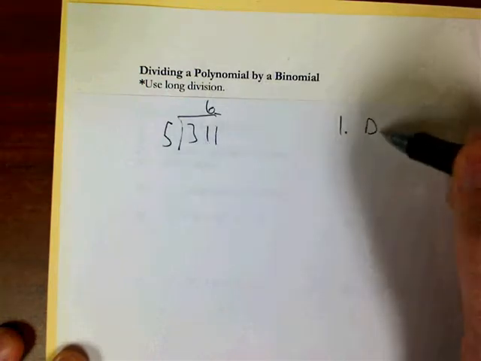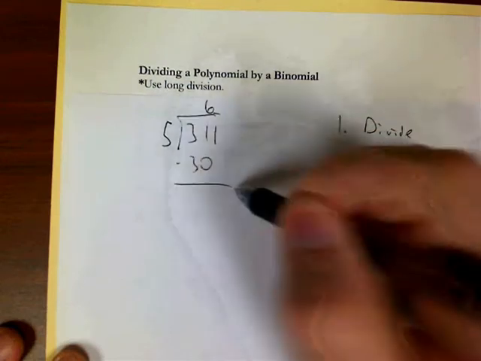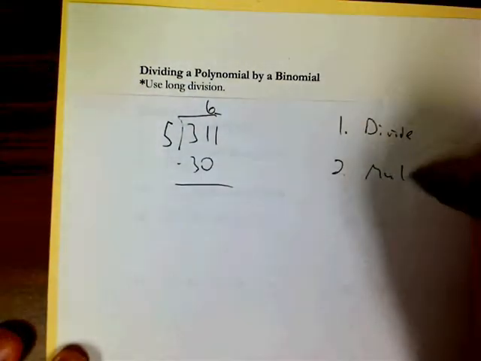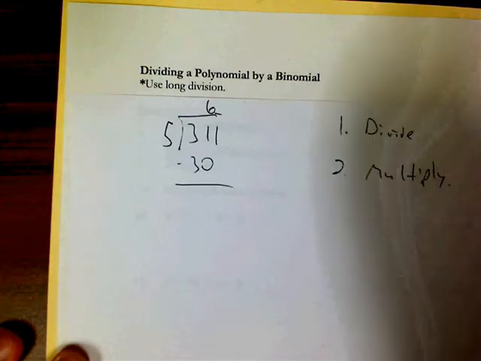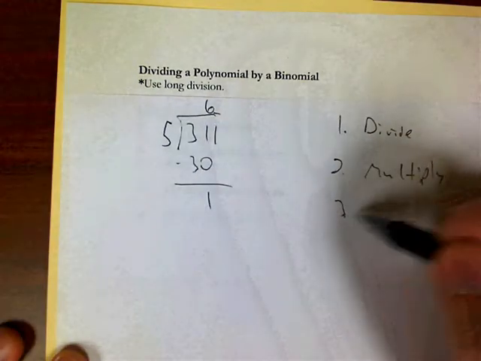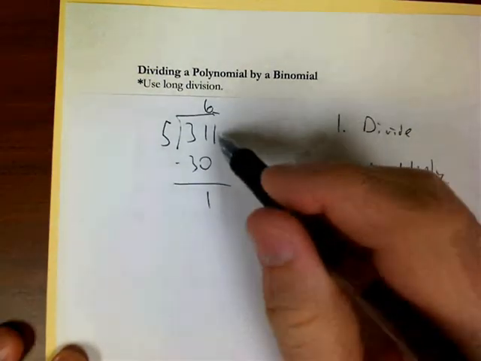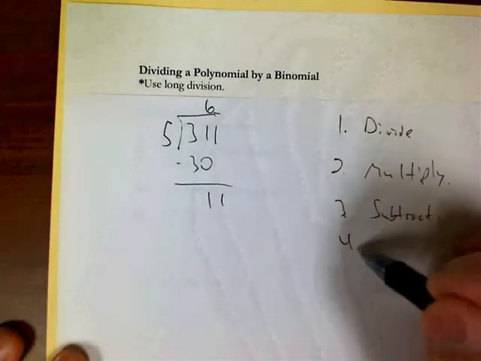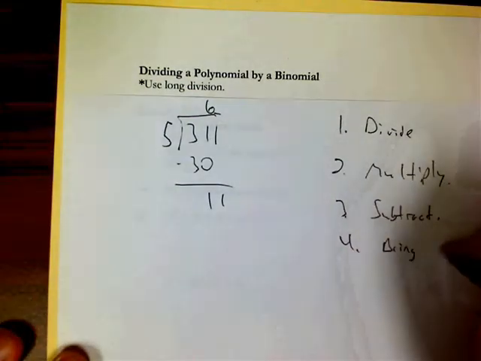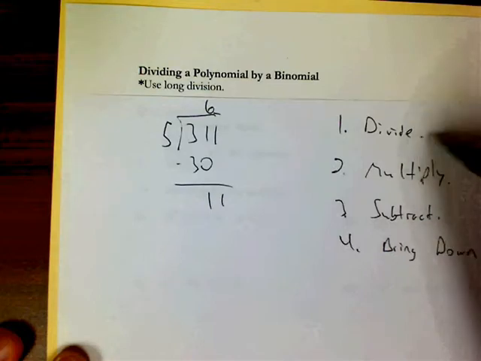So the first thing that we did, we divided. Now we're going to multiply 6 times 5, which is 30. So the second thing we did was multiply. And then we're going to subtract: 31 minus 30 is 1. And then the last thing we're going to do is bring down the 1. Here are the same steps we're always going to do with long division.